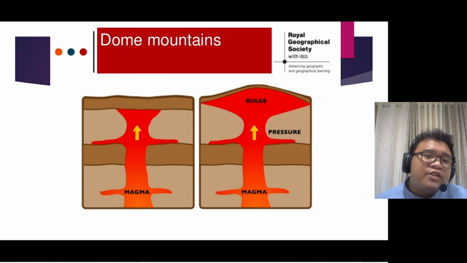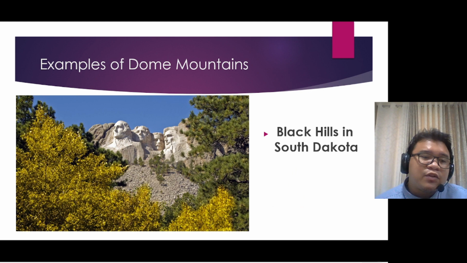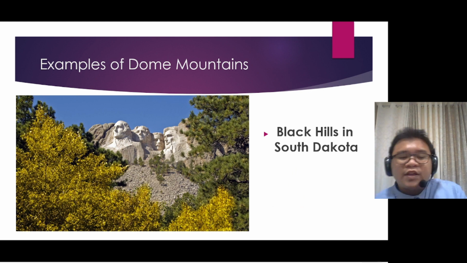So a good example of this mountain is, of course, the Black Hills in South Dakota, where we can see the faces of the four famous presidents of the United States.